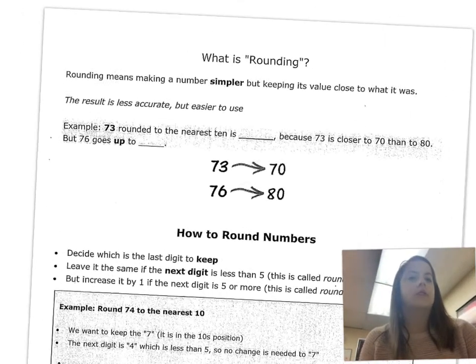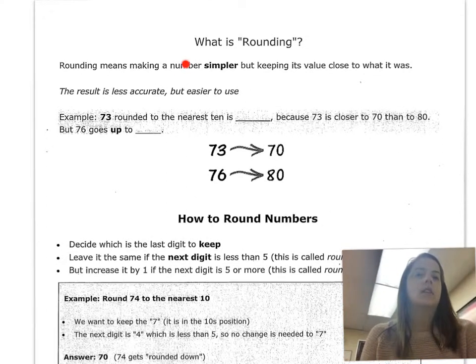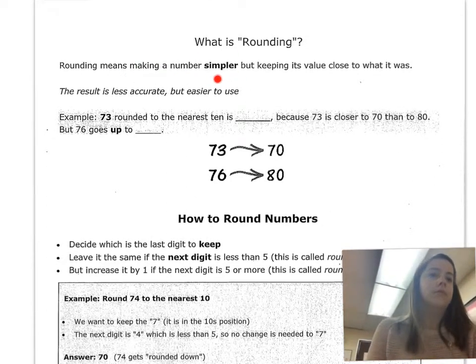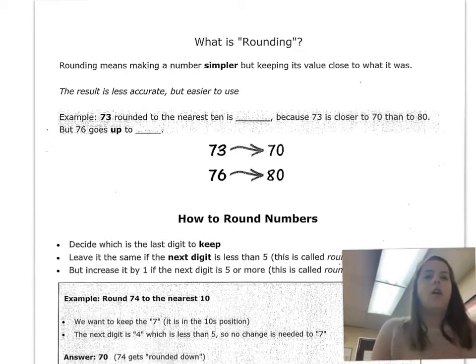So first off, what is rounding? Rounding means taking a number and making it simpler, but keeping it close to what it originally was. So the number you get is going to be less accurate but easier to use. What's really important is you can round to different things. You can round to the tens, to the hundreds, to the thousands, and so on. So it's always really important to pay attention to what you're rounding to.